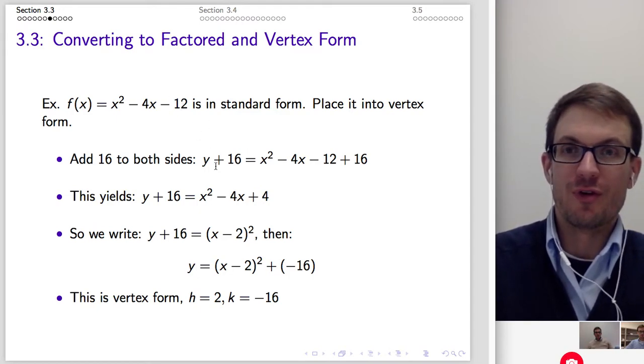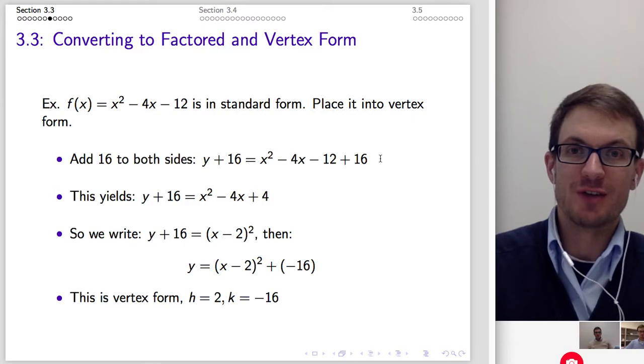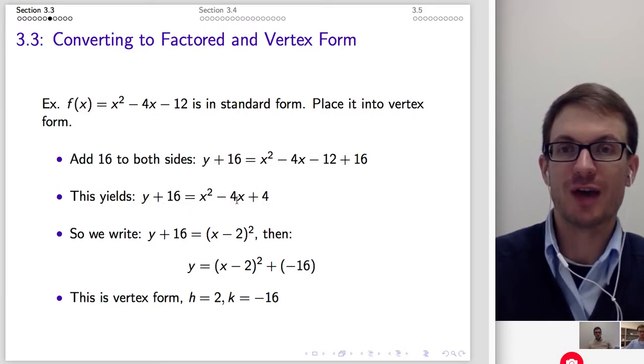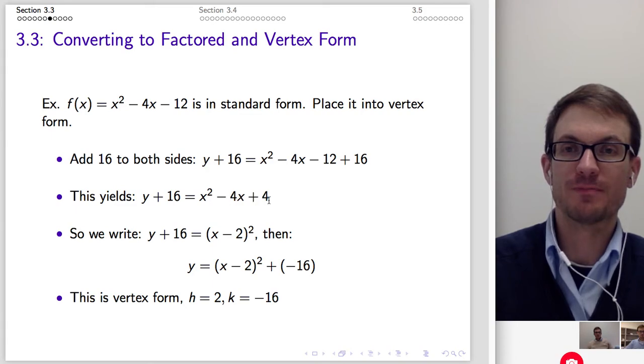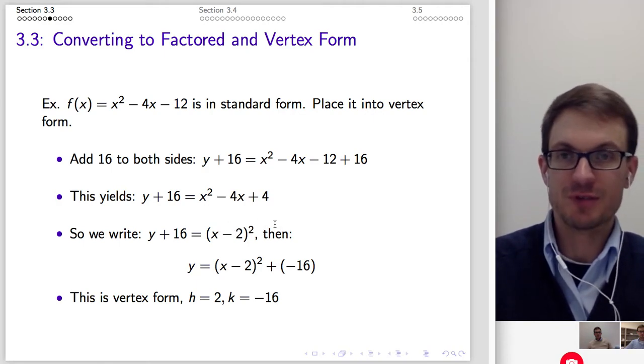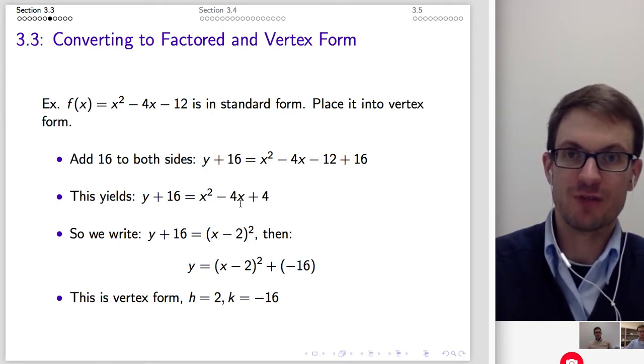Well, I can build a 4 by adding a positive 16 to both sides. So that's what I've done. So I've got y plus 16 is equal to x squared minus 4x plus 4. Right, minus 12 plus 16 is 4. Cool, because this right here is a perfect square. Right, think about expanding this. x times x, x squared, minus 2 times minus 2, 4. Minus 2 times x plus minus 2 times x, minus 4x.